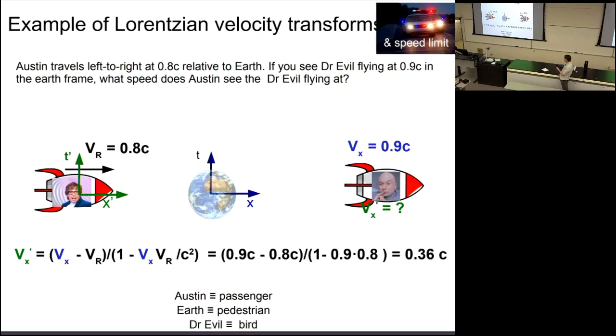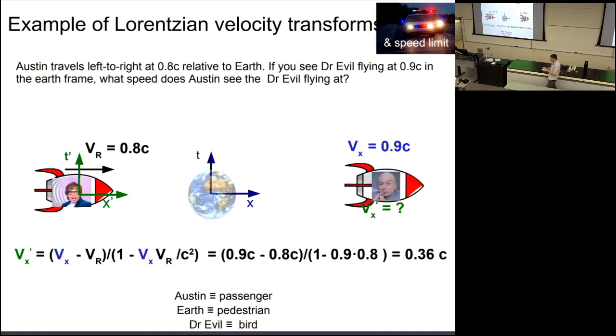So we plug in these numbers. In the numerator, we get that same factor of 90% of the speed of light minus 80% of the speed of light. That's going to be 10% of the speed of light. But now we're dividing by 1 minus something that isn't tiny. It's 0.9 for the 90% of the speed of light that Dr. Evil's moving at, times 0.8 for the 80% of the speed of light that Austin's traveling at. All the c squareds cancel out here. And you end up with 36% of the speed of light. That's quite different from 10% of the speed of light.